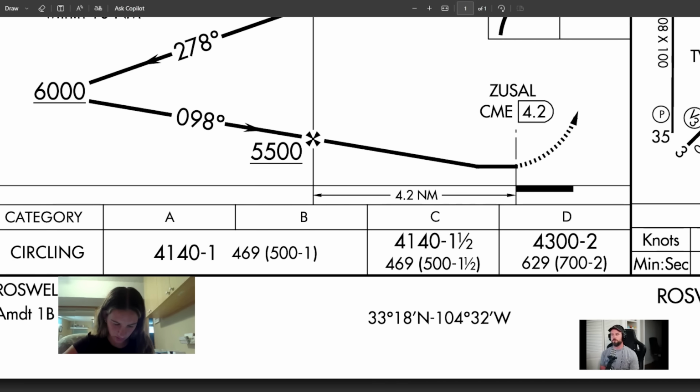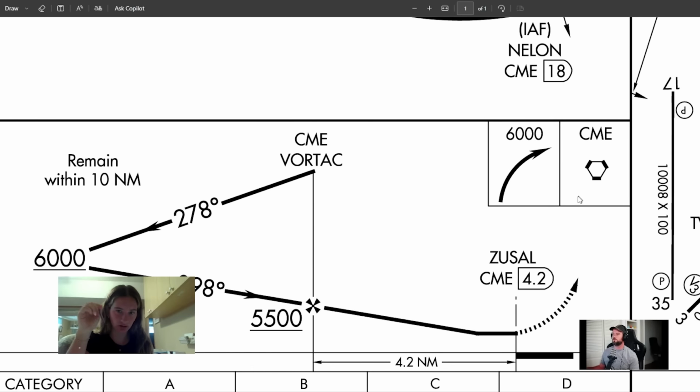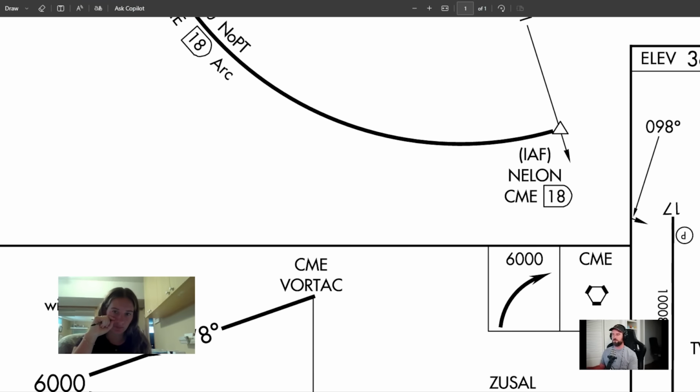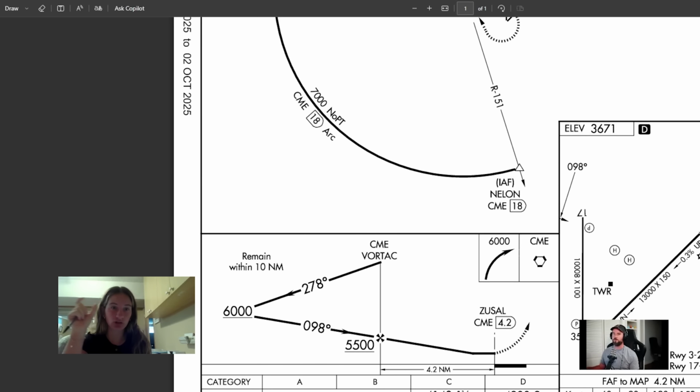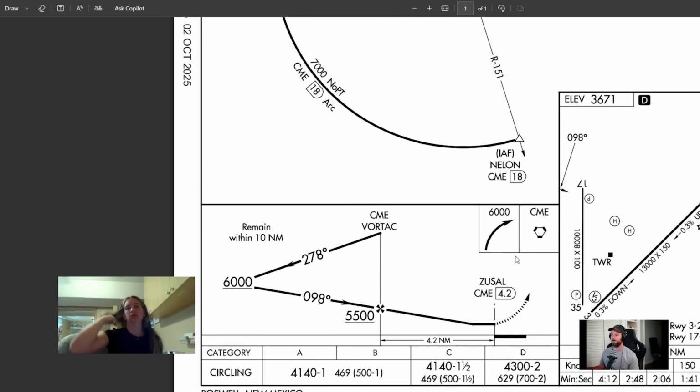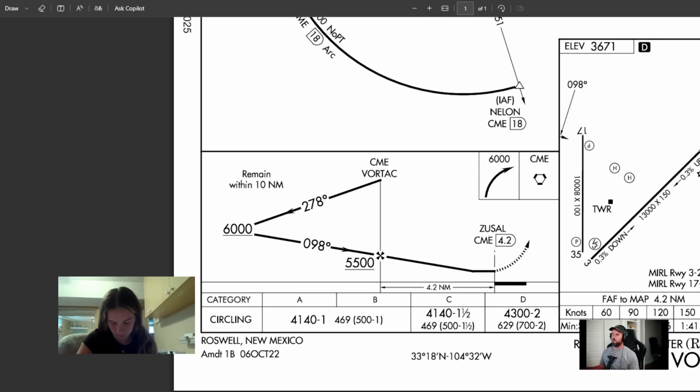Yes, that does. So go ahead. It's further away than the point that they were showing. Yeah, but it's closer to the VOR. It's further from the runway. Okay, perfect.